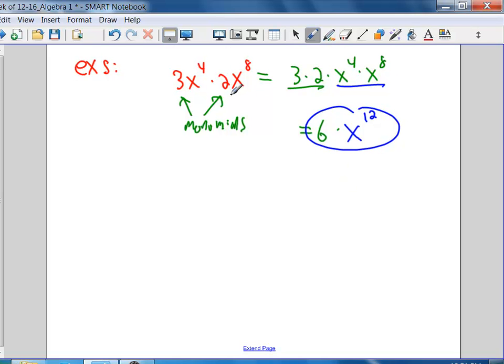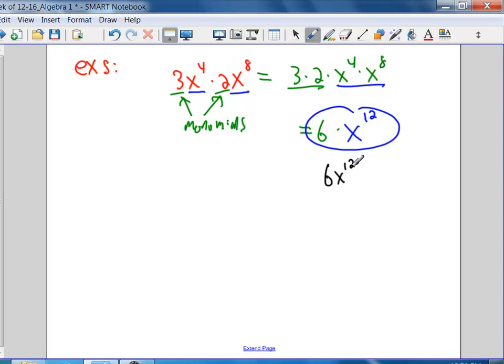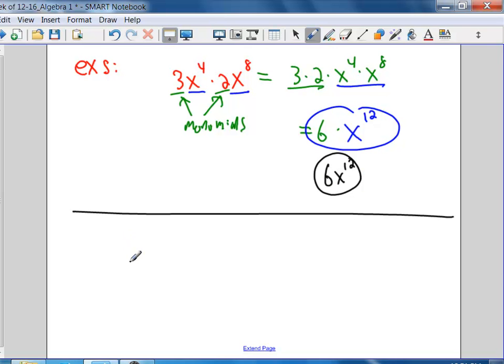Everybody see that? So basically, I took these, and that's what I did in blue, and I took this, and that's what I did in green, multiplied those. So 6x to the 12th is the answer, and you just write 6x to the 12th. You wouldn't need to put that dot in between. No need. I'm going to go a little over today, sorry.